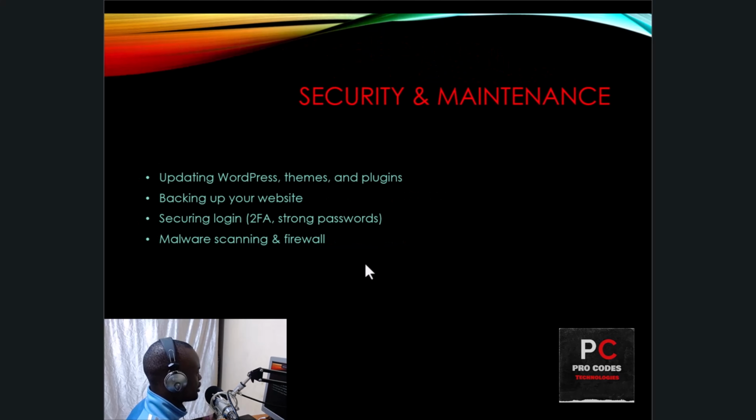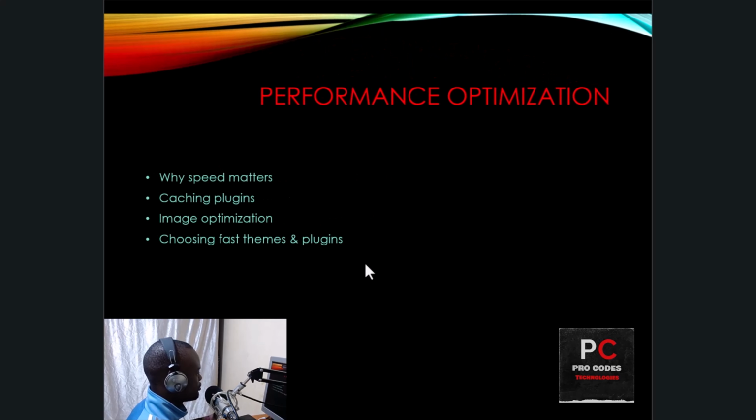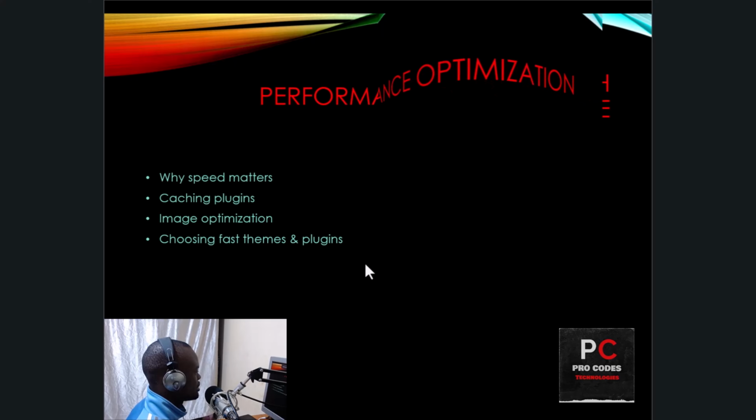Then we're gonna have updating WordPress themes and plugins, backup your website, securing login using the 2FA, that's two-factor authentication, and then strong passwords, malware scanning and firewall. Then we will now learn why speed matters, caching plugins, image optimization, choosing fast themes and plugins.